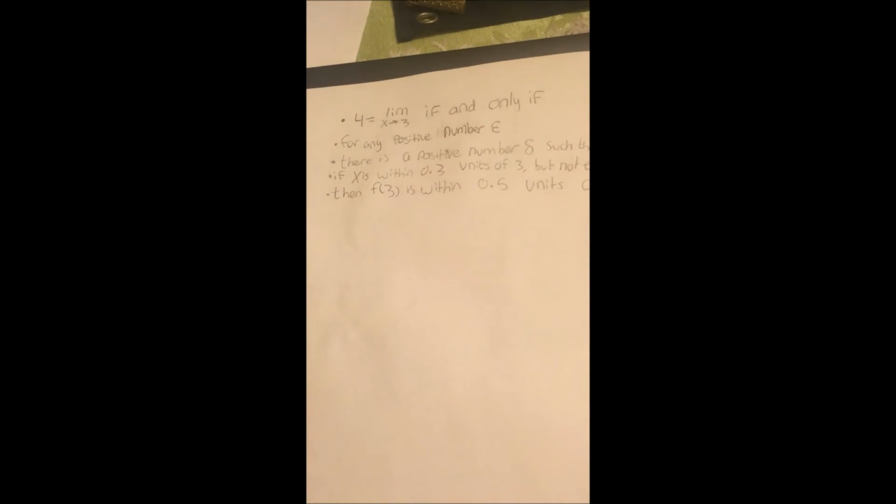Finally, for the formal definition of limit, this equation would be 4 is equal to the limit as x approaches 3, if and only if, for any positive number epsilon, there is a positive number delta such that if x is within 0.3 units of 3, but not exactly equal to 3, then f of x is within 0.5 units of 4.